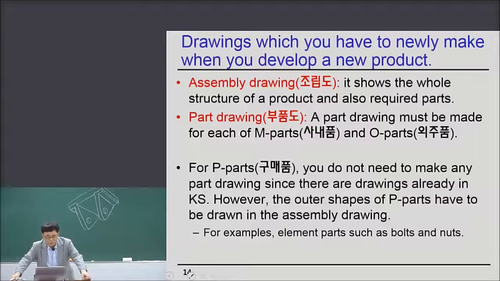However, the outer shape of a P part has to be drawn in the assembly drawing. So in the assembly drawing, the shapes of bolts, nuts, springs, and bearings are included. Even though you do not need to make a part drawing for a P part, in the assembly drawing the shape of every P part has to be drawn.